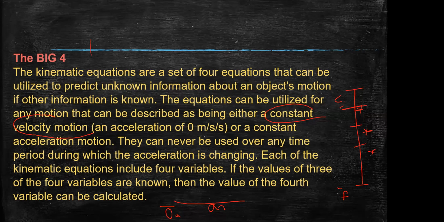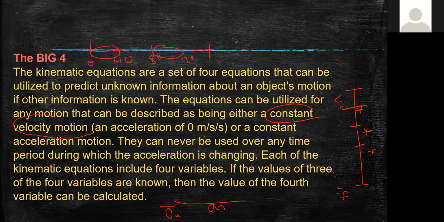That means, I will give you another example. That means you start from 0, then 40, then 80, then 120. Okay? If you find the acceleration during this interval from 0 to 40, it will be the same during this interval. Okay? Like they have the same speed. So because here the acceleration is constant, I can use these big four equations.